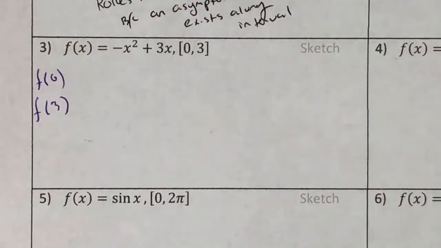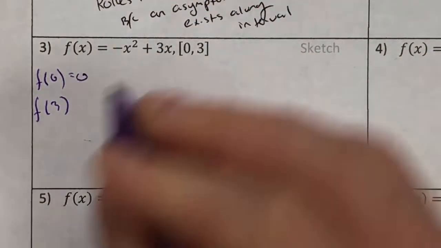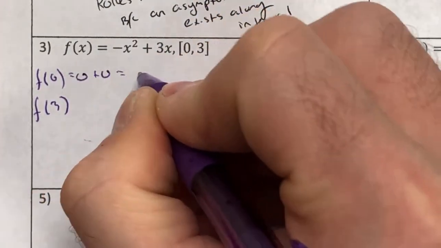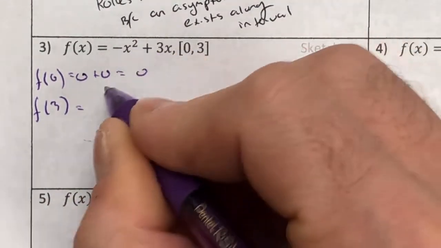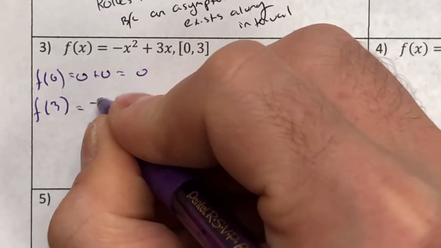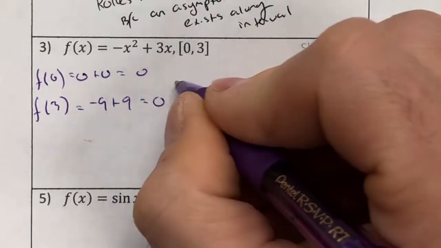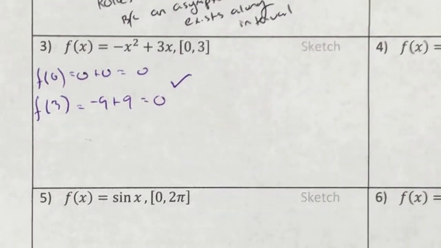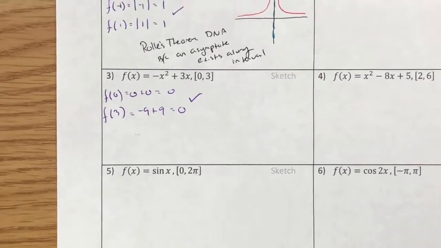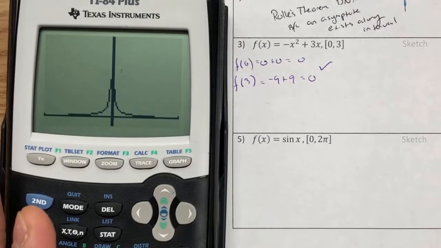Now if I plug in a 0, that's -0 squared, which is 0, and then 3 times 0 is 0. So I'm hoping the next one will get me a 0. Let's see, 3 squared is 9, and then the negative, so -9 plus 3 times 3 is 9, that will also get me a 0. So I know Rolle's theorem should technically apply. The only thing I'm going to check for is, are there any sort of asymptotes, holes, or jump points along the graph? So what we're going to do is come and sketch it.